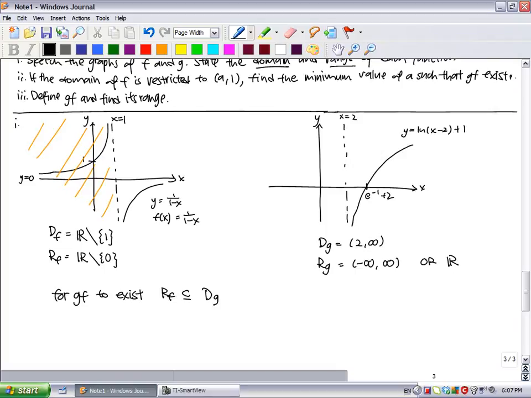If you are restricting from a to 1, this is my range of f. If I only think about negative infinity to 1 for the domain of f, then my range, if you look from the graph, would be from 0 to infinity, but I need it to be within my domain of g, which is 2 to infinity. So the smallest value I can have for my range is 2.